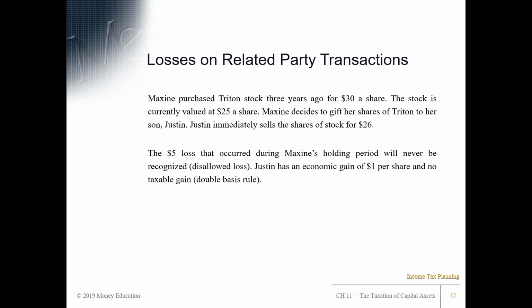Justin has an economic gain of $1 per share and no taxable gain because we have what is a double basis rule when you gift shares that currently have a loss.